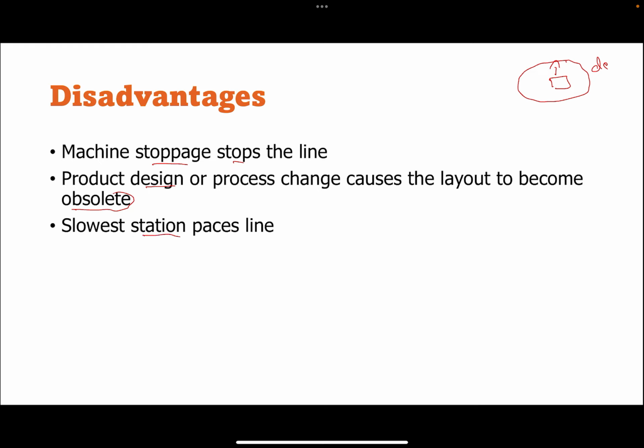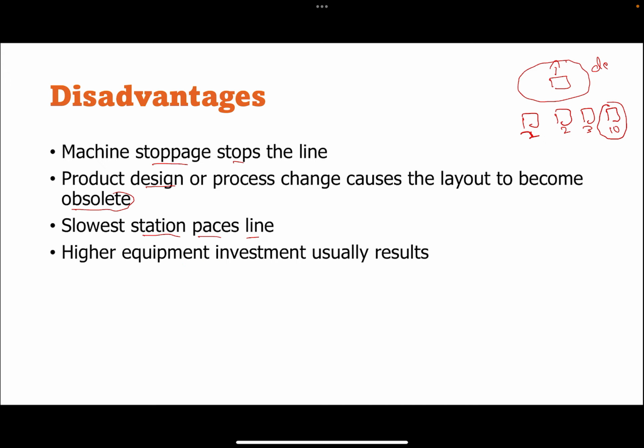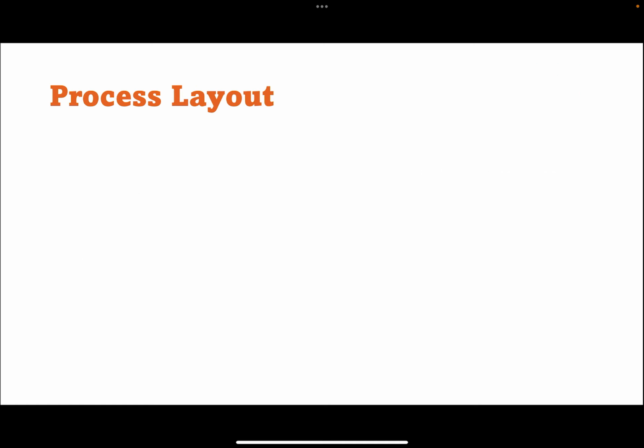And the slowest station sets the pace of the line. You can see that there are several stations in sequence. If all these stations take only 2 minutes and 3 minutes, etc., but one station takes 10 minutes, the whole operation takes around 10 minutes. And there is usually higher equipment investment, so you need a higher investment cost, and you have less machine utilization here, and it is less flexible, etc.